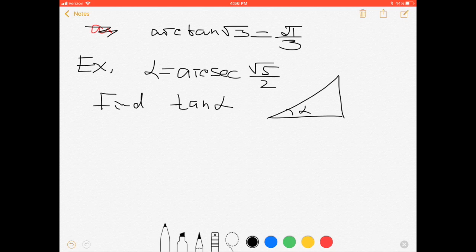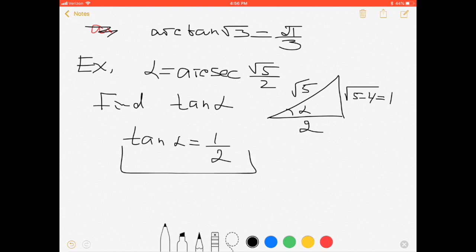This means hypotenuse is square root of 5 and this side is 2. Use the Pythagorean theorem: square root of 5 squared is 5, minus 2 squared which is 4. It will be exactly 1. And now you can tell tangent alpha, it will be 1 over 2. You see, we use a triangle and we can find it.